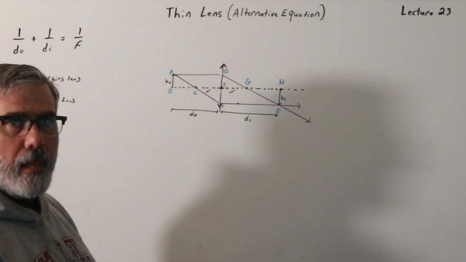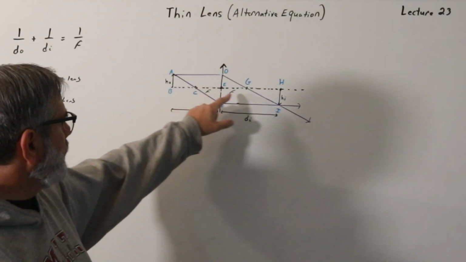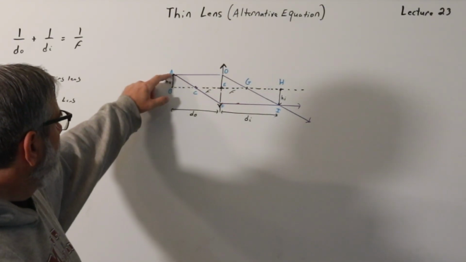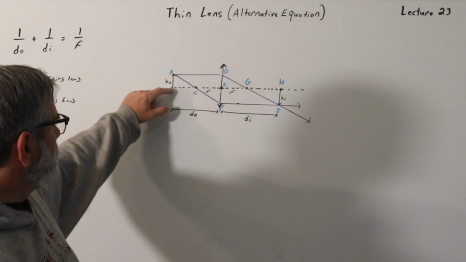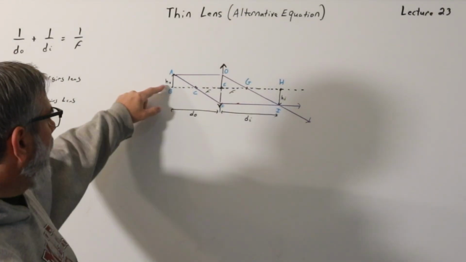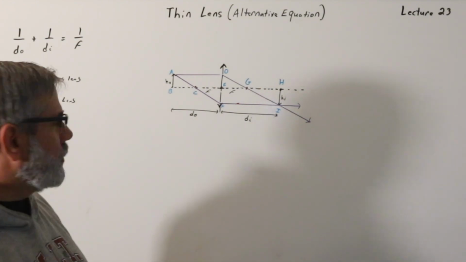E is the center point of the lens. This point C I've labeled here, and this point G are the focal points of the lens. Over here, A is the head, and B is the tail of this thing I'm going to image. This is my object. It's got a height of h naught. That's the usual way that we write that.